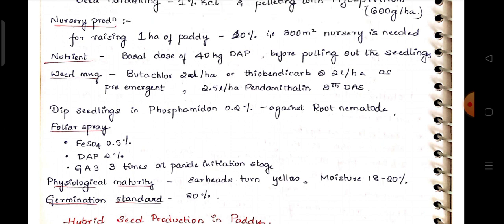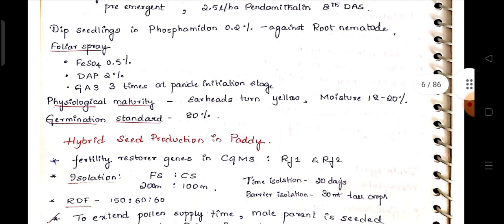Then weeding with butachlor 2 ml per liter or thiobencarb 2 liter per hectare as pre-emergent, 2.5 liter per hectare pendimethalin at 8 days after sowing. Dip seedlings in phosphamidon 0.2% against root nematode. Go for foliar spray with iron sulfate 0.5%, DAP 2%, GA3 3 times at panicle initiation stage. This will give good grain setting.